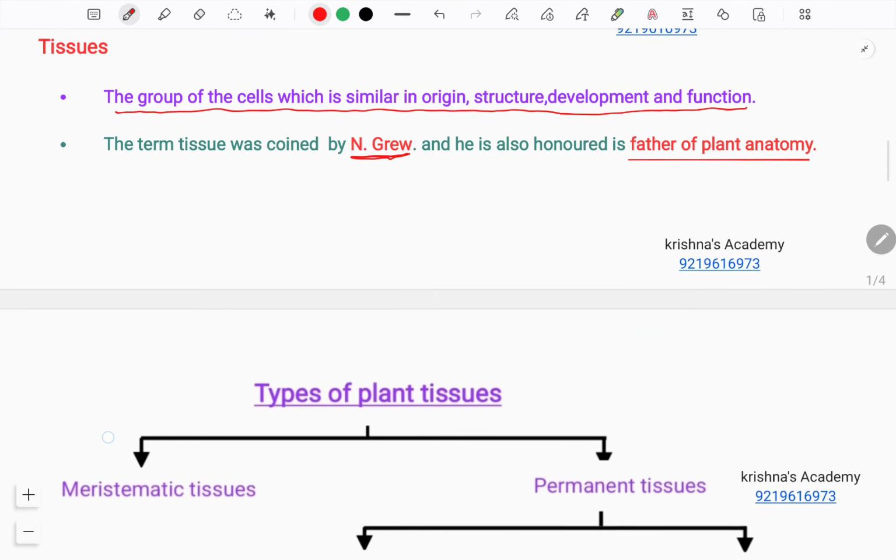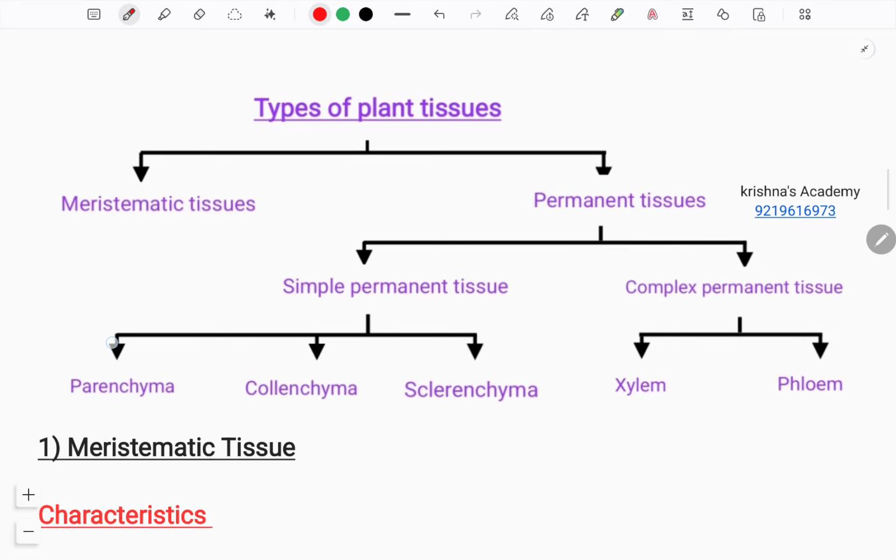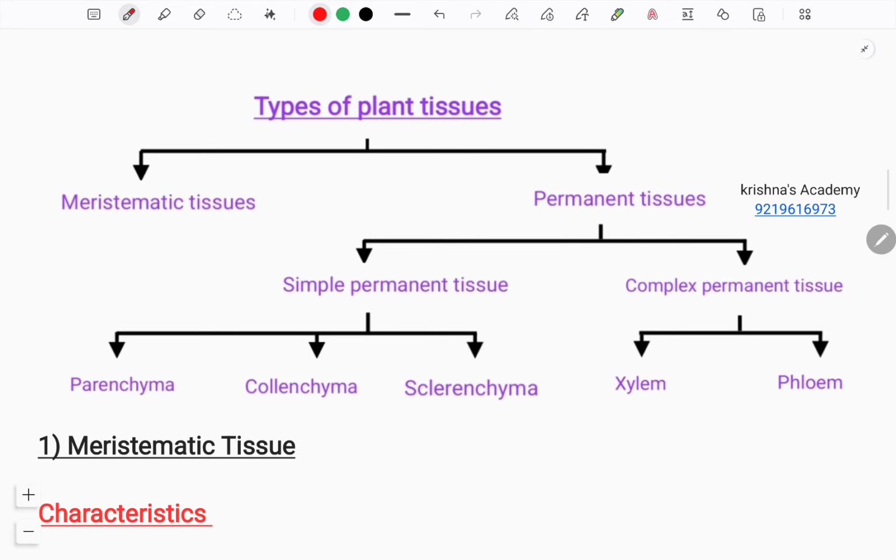Now, the types of plant tissue. In the plant, all the tissues are categorized firstly into two main groups. The first one is meristematic tissue. Second is permanent tissue. Meristematic tissue is again divided into different categories on the basis of different criteria. We will discuss that in an upcoming lecture.